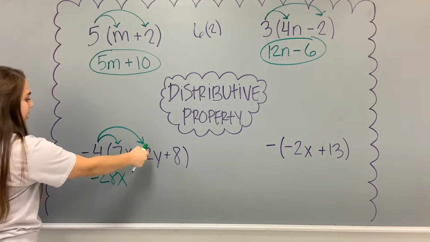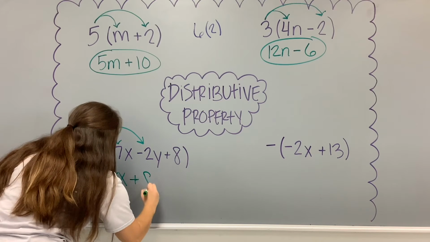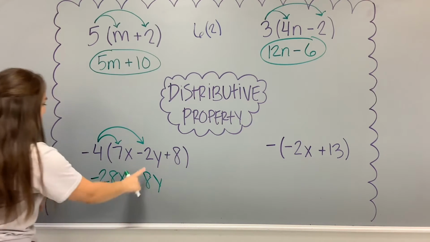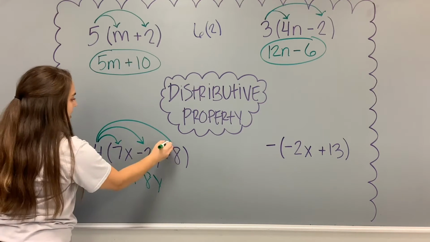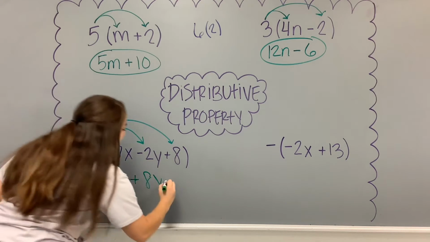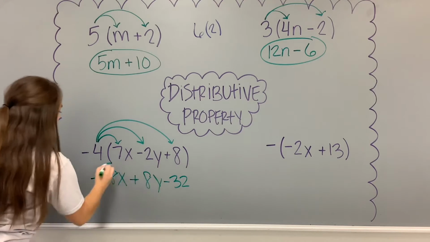Okay, so negative 4 times negative 2 is a plus 8y because 2 negatives multiplied together make a positive. And then last but not least, negative 4 times 8 is a negative 32. This is the final answer.